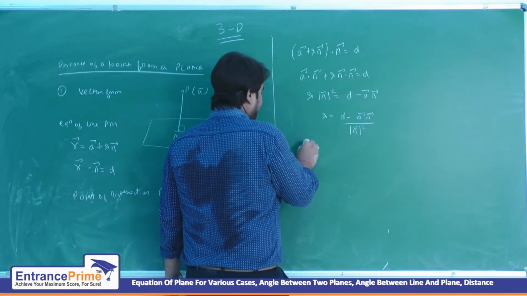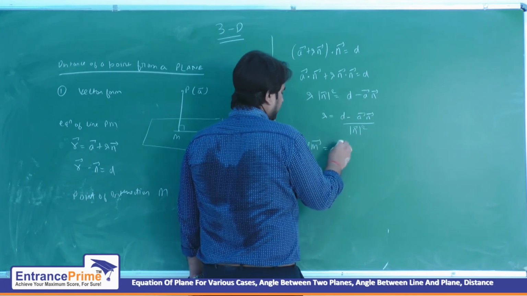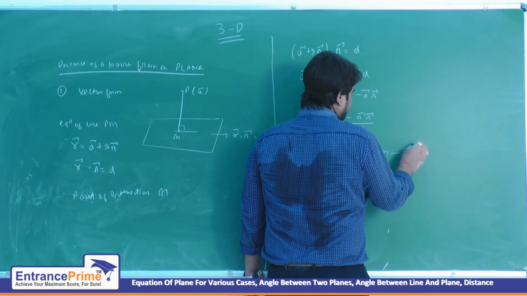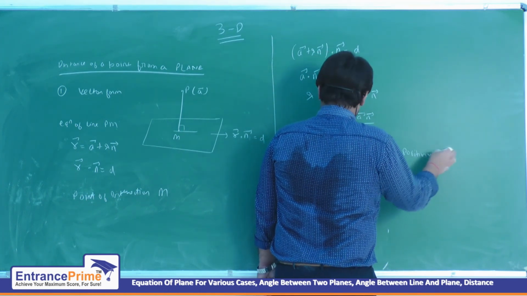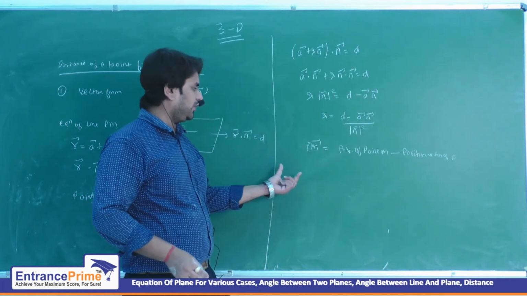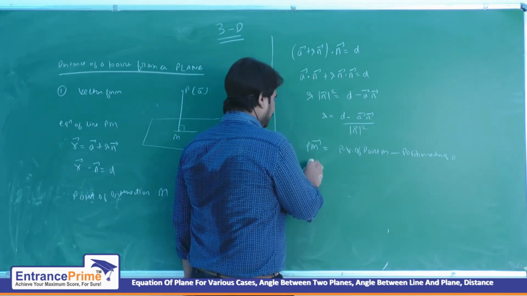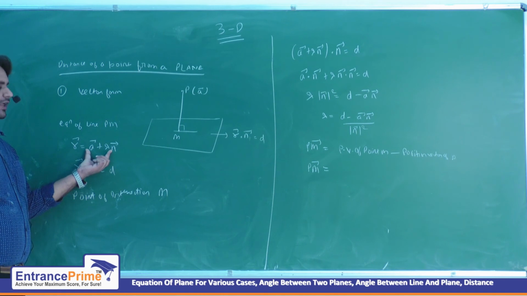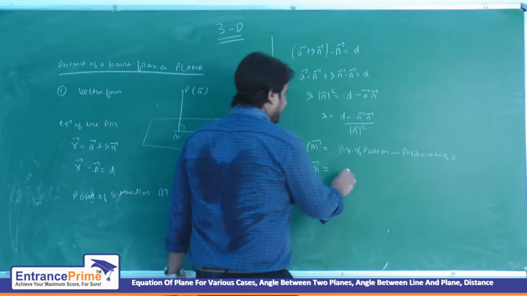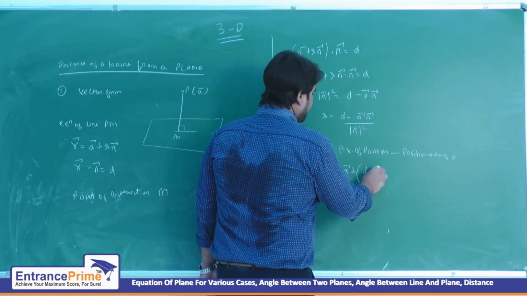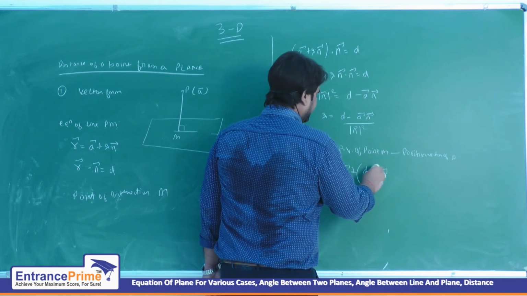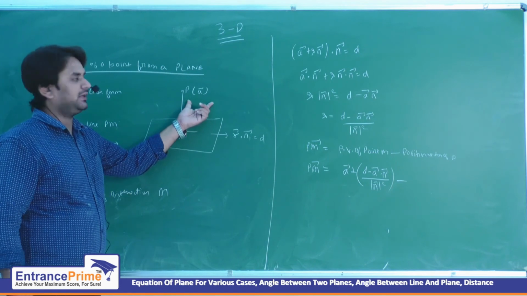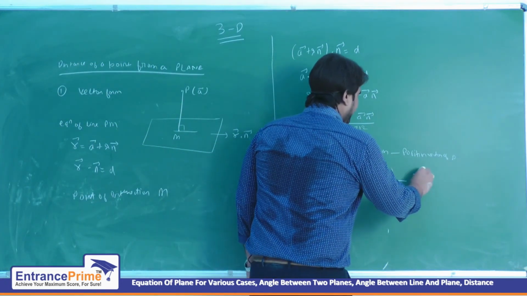So I am writing like this: PM vector is equal to position vector of point M minus position vector of P. तो PM वेक्टर विल बिकम व्हाट? पोजीशन वेक्टर ऑफ पॉइंट M. अब M के पोजीशन वेक्टर की बात करूं तो वो a प्लस लैम्डा n वेक्टर के बराबर. व्हेन वी आर सब्स्टिट्यूटिंग द वैल्यू ऑफ लैम्डा, it will become a vector plus the value of lambda, which is D minus a vector dot n vector divided by magnitude of n square, minus position vector of P. अगर आप पोजीशन वेक्टर ऑफ P की बात करेंगे तो वो a वेक्टर है. So a vector will cancel out with a vector.